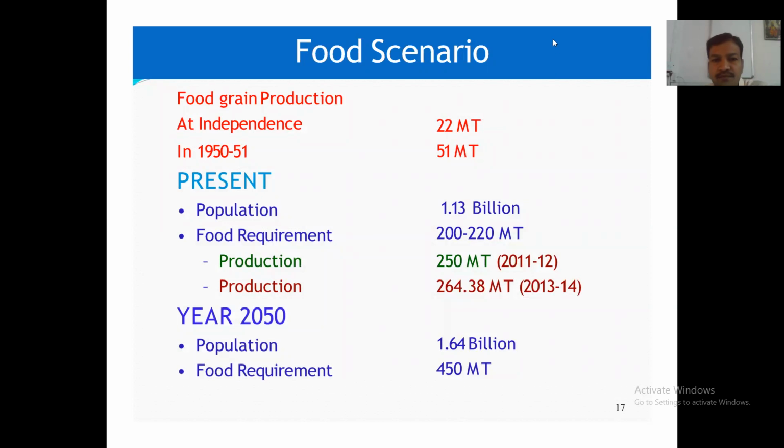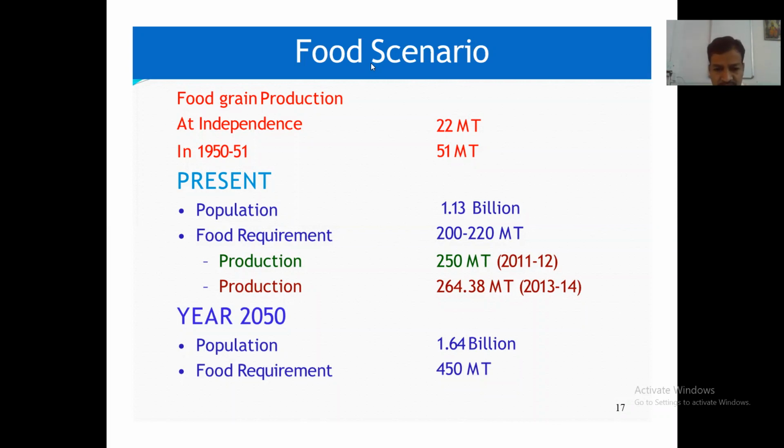Food scenario. What is the food grain production at independence? After independence, the food grains produced were 22 metric ton. And in the year 1950 to 51, it was 51 metric ton.